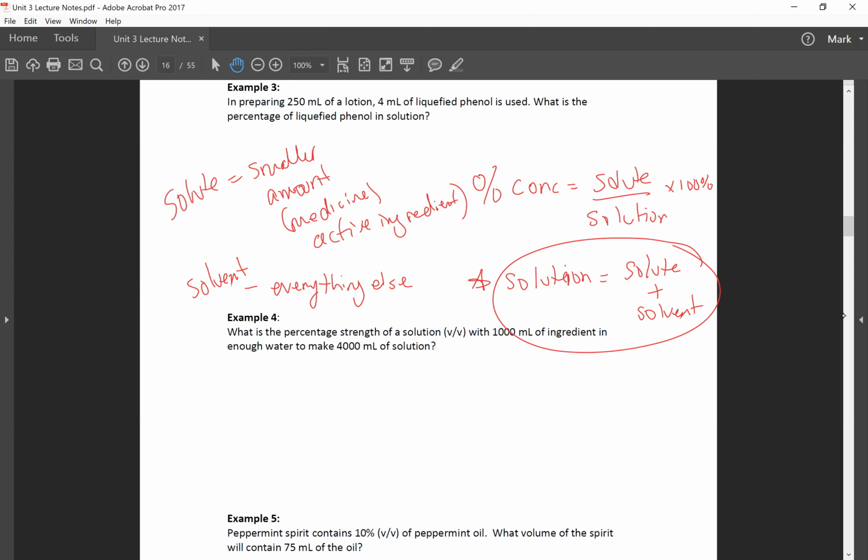So it's like if you were making a drink like a tea or a coffee, the tea leaves or the tea bag would be your solute. Your water would be your solvent, and the drink itself is your solution.